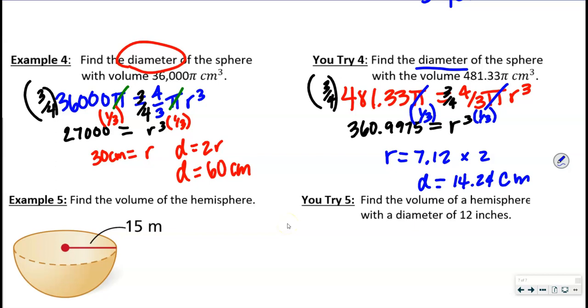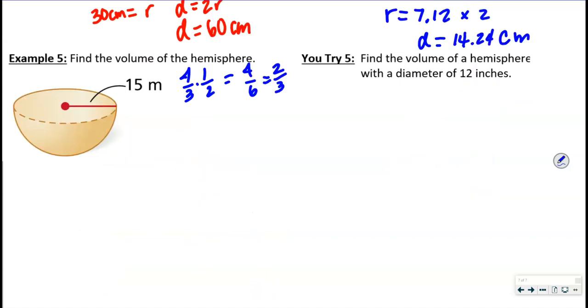Now, the last two are pretty easy because it's just asking for the hemisphere. Now, there's 2 ways you could do this. Knowing that it's 4/3, you could do 4/3 times 1/2, right? Because a hemisphere is half of it. So wouldn't that give you 4/6, which reduces to 2/3? So instead of multiplying the sphere by 4/3, you can multiply it by 2/3, and that's half the sphere. Or you just solve it and then take half of it. I don't care which way y'all do it, okay? You can do either one.